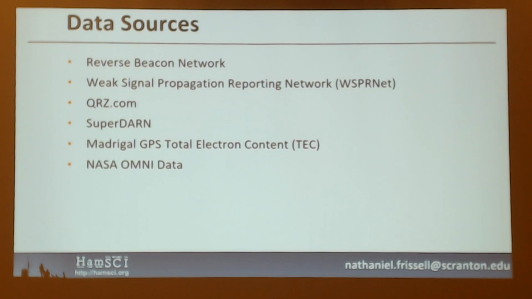So my thought was, if you can see these types of disturbances in SuperDARN radars, can we also see it in the HF amateur radio data? So in this presentation, I'm now using reverse beacon network data, which is the automated system for making CW spots, fully automated, the Weak Signal Propagation Reporting Network, or WSPRnet, and we got geolocation from QRZ.com.